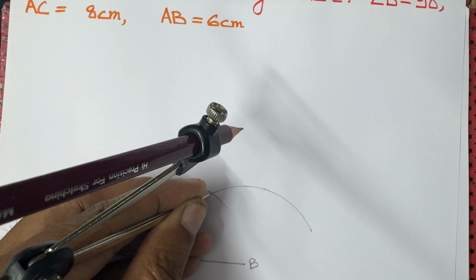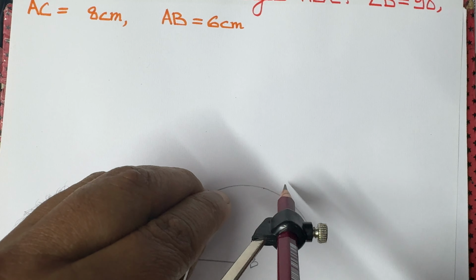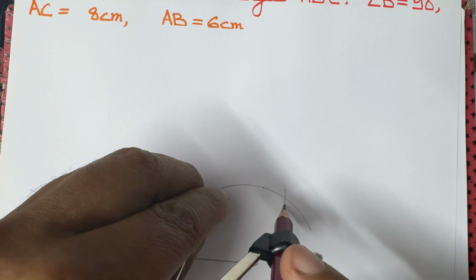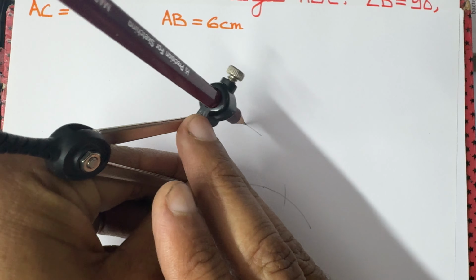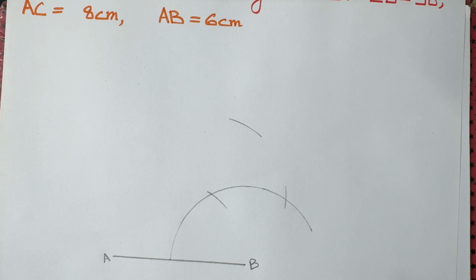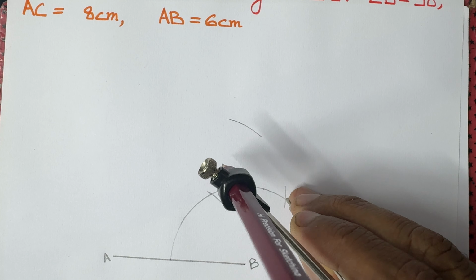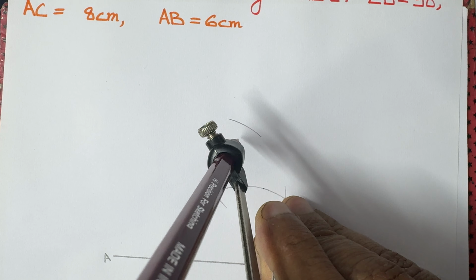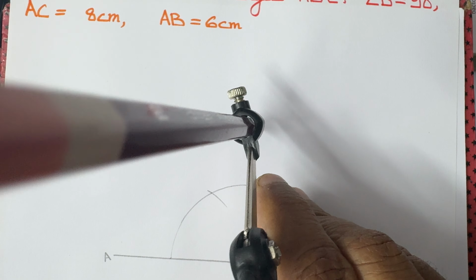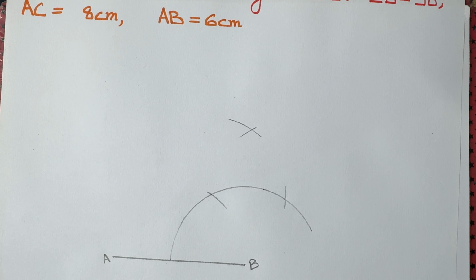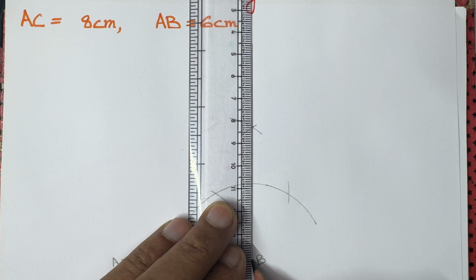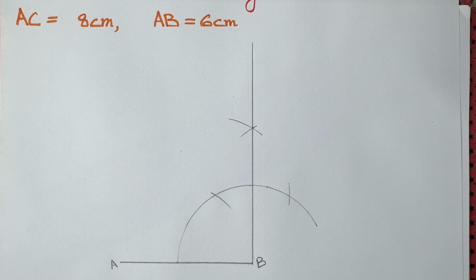1, 2, 3, 4. And we obtain a perpendicular to AB.